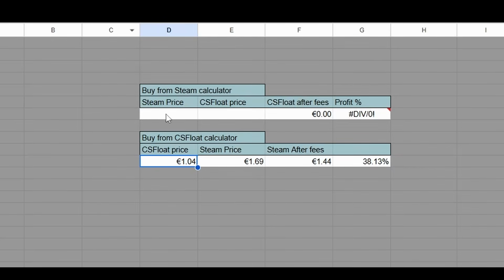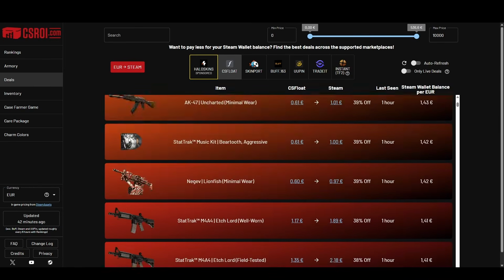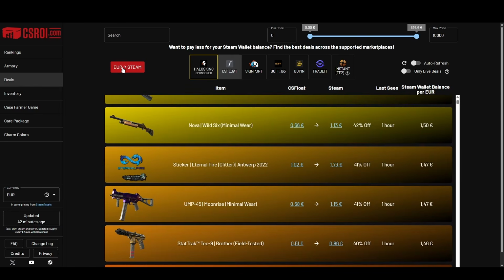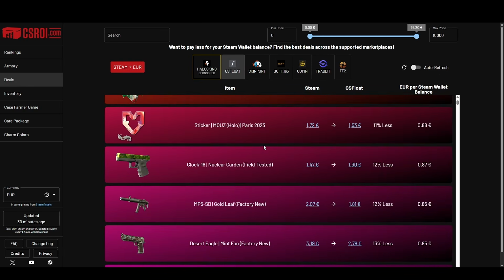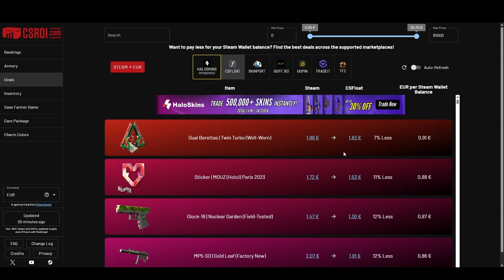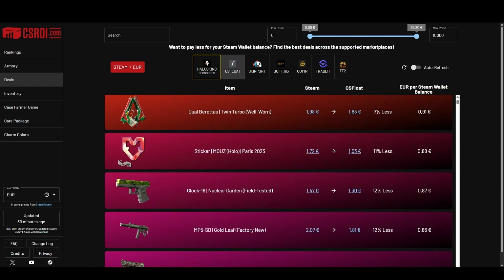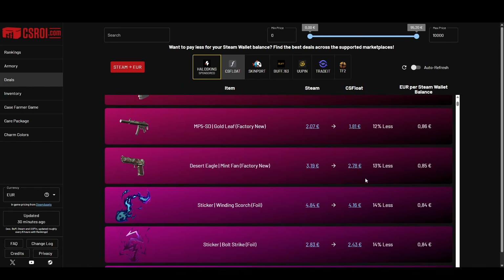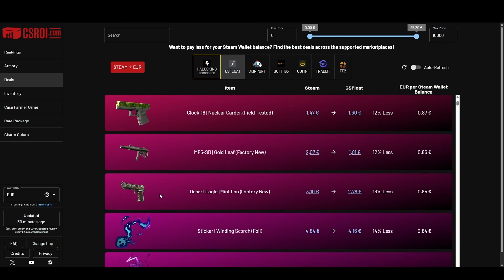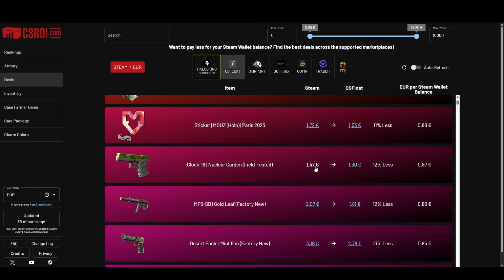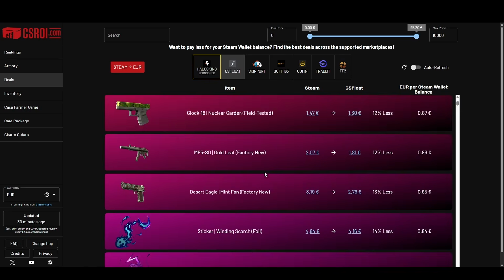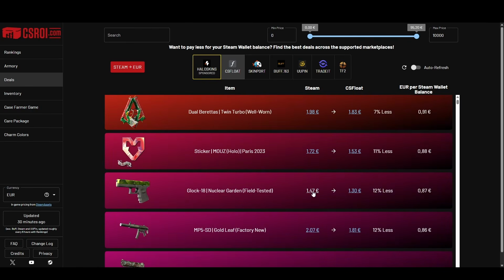So now we have €1.44 on Steam. We can go back to the site here and we can put this on Steam to euro. And then we could try and find something that is a bit better. So here you'll generally lose like 5 to 15% if you find the good items. So this is €1.47. So let's go take a look at this.